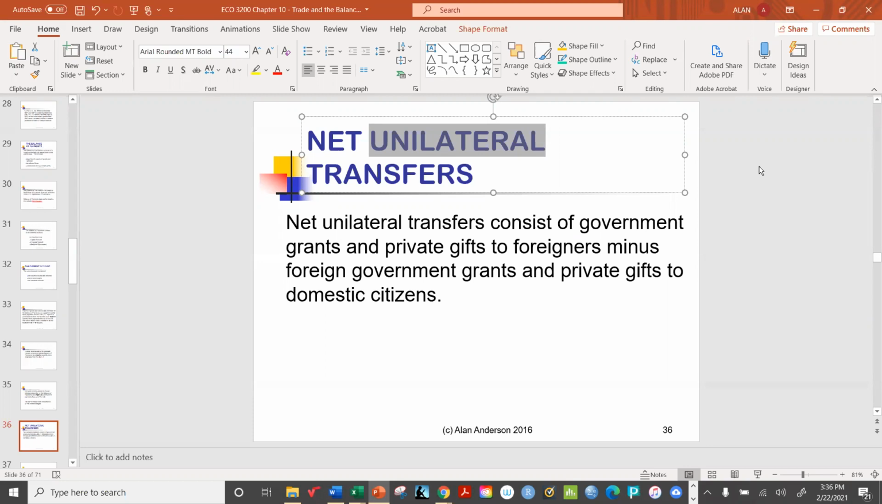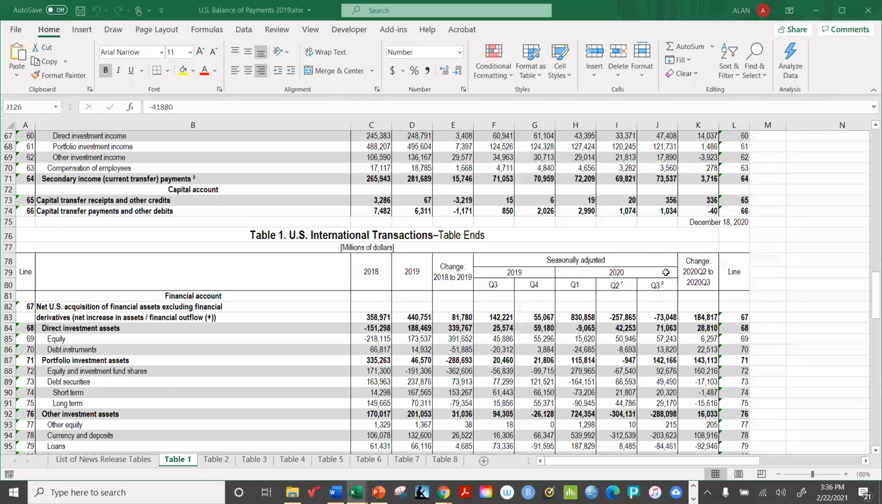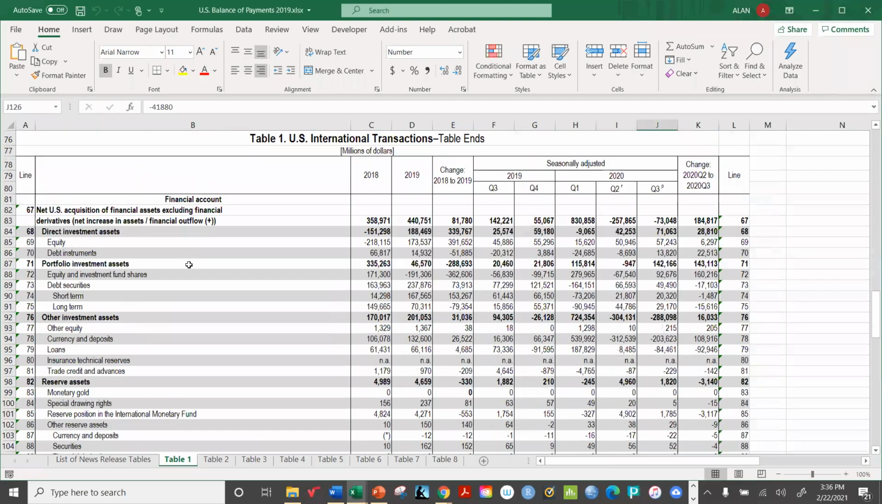So in other words, as long as there's money flowing in such a way that nothing is expected in return, like if the US sends money to Egypt and doesn't expect anything in return, that is considered to be foreign aid, but specifically here, it is known as a net unilateral transfer. So that shows up in the current account. It's a very small amount of money.